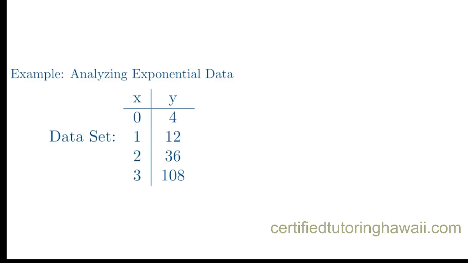First, we'll plot them on a standard graph. As you can see, the points on a standard graph form a curve that is clearly not a straight line. This suggests that a linear model would be a poor fit.